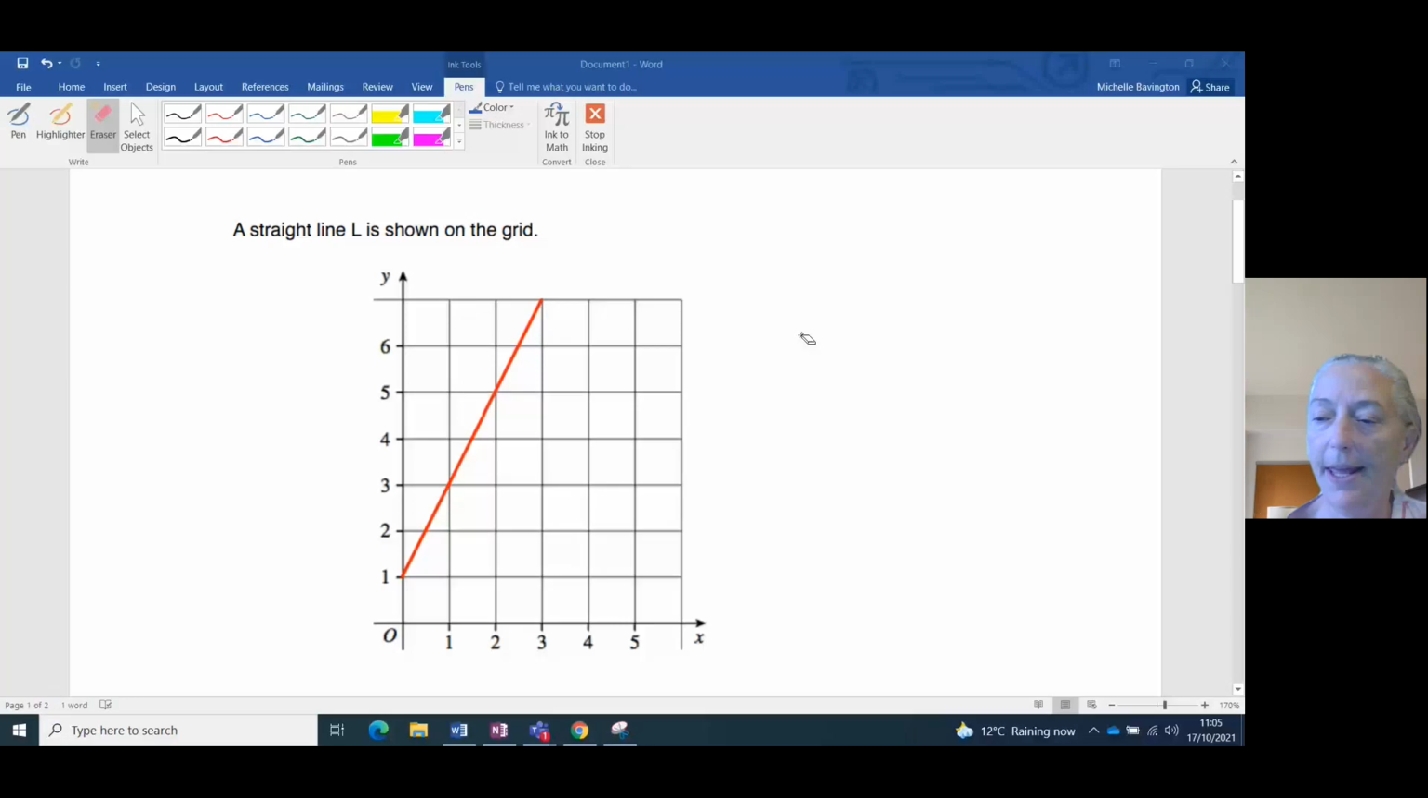So today I'm going to look at y equals mx plus or minus c, which is the equation of a straight line. Right, let me share my screen with you. And here we go. Right. y equals mx plus or minus c. So we need to find this and this.